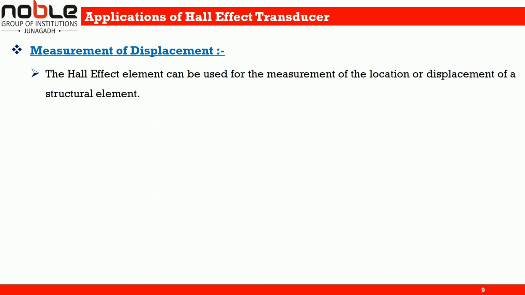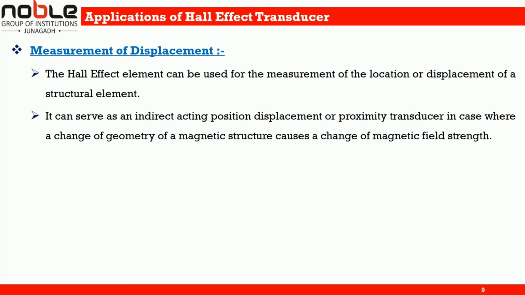Now the second application, measurement of displacement. The Hall effect can be used for the measurement of location or displacement of a structural element. It can serve as an indirect acting position, displacement or proximity transducer in cases where a change of geometry of a magnetic structure causes a change of magnetic field.